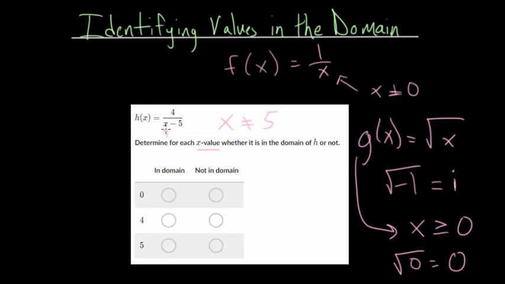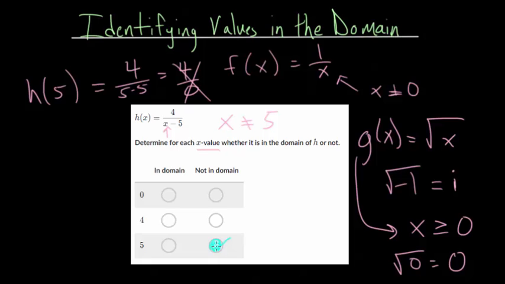Since if you put 5 in here, like let's take h of 5, that is one of the values we're going to test. You have 4 over 5 minus 5, which leads to 4 divided by 0, which you can't do. And there's a couple different explanations for why you can't divide by 0, which I'm not going to go through now, but in essence, it just can't be done. We can't assign it a specific value. So for this one, we know that 5 would not be in the domain.